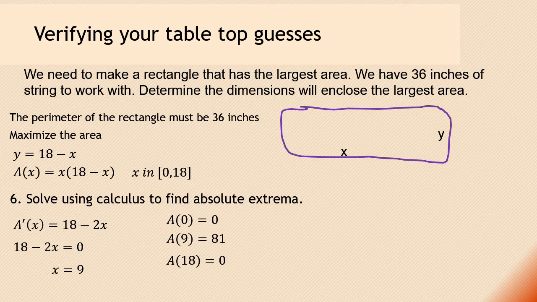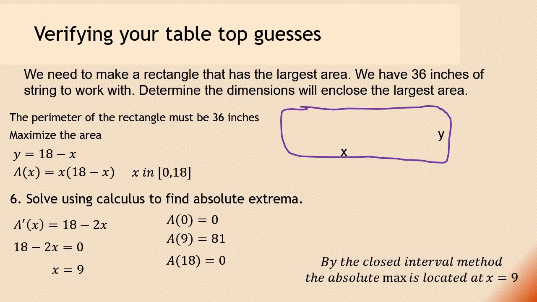So using the closed interval method, and you can refer back to the previous section to remember what that is, we're going to test both of the endpoints and the critical number that we found and see where our max lies, and it's pretty clear our maximum area is 81 square inches. So it looks like the absolute max could be 81 square inches for our area, and that is when our dimension x, whether you call it width or length, is equal to 9 inches.